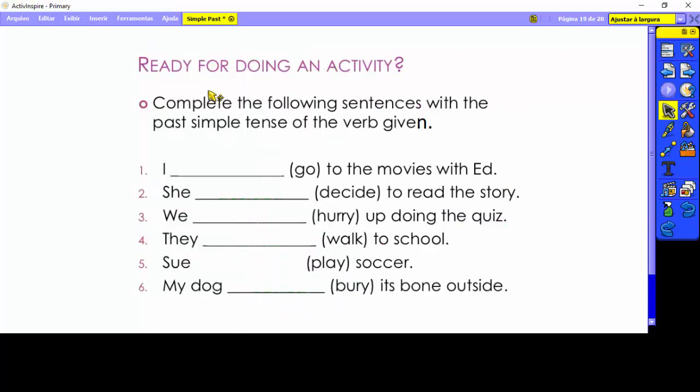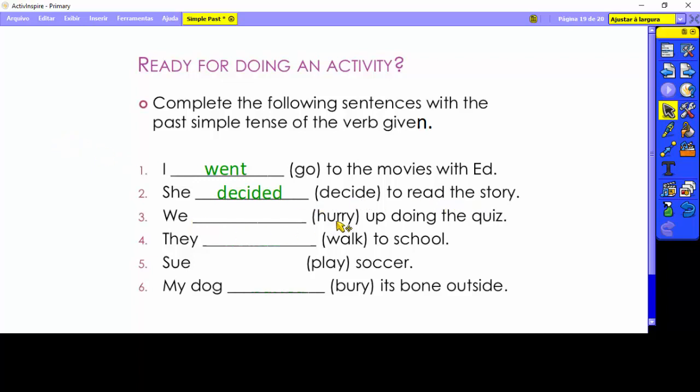Okay? Ready for doing an activity? Complete the following sentence with the past simple tense of the verb given. So let's give it a shot. I go. The past form of go is went. So I went to the movies with Ed. She, what's the past form of decide? She decided to read the story.